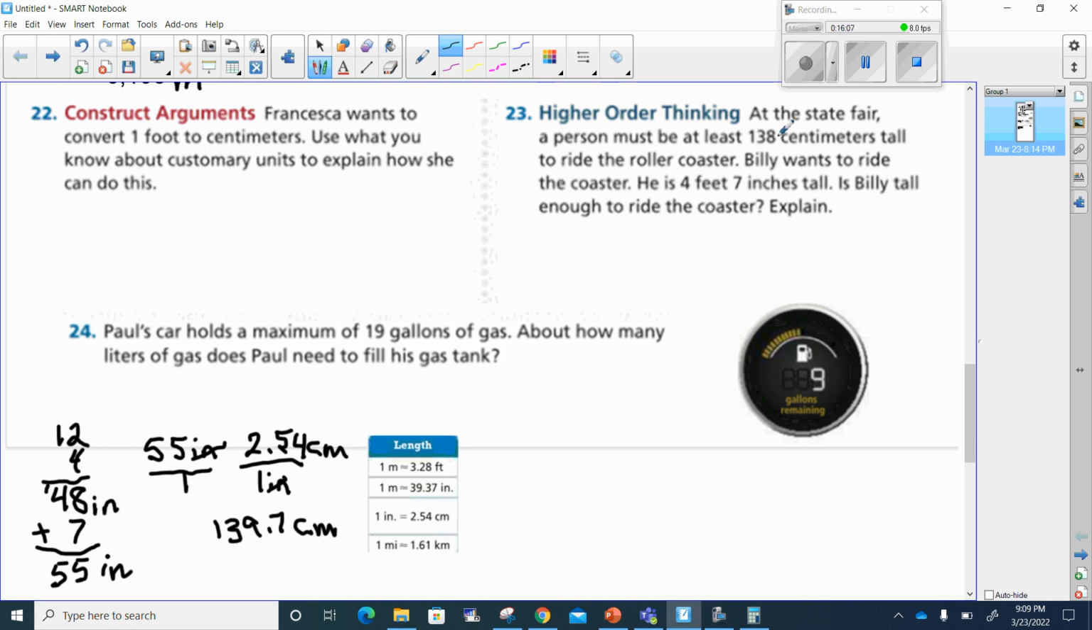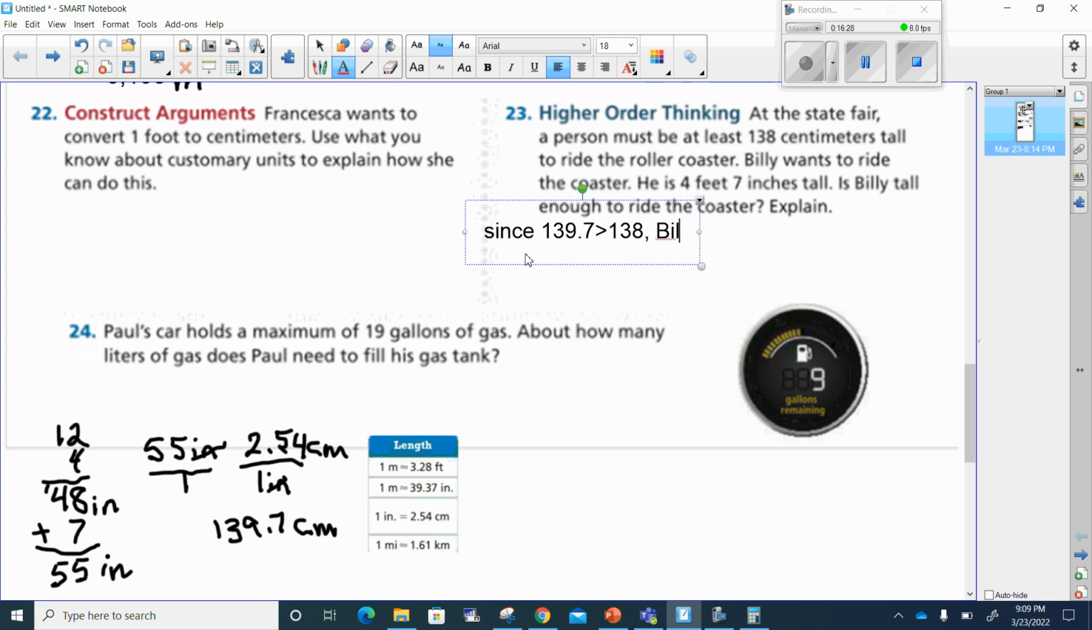And since I only need to be 138 centimeters to ride the ride, Billy is tall enough to ride the ride. Since 139.7 is greater than 138, Billy is able to ride the roller coaster.